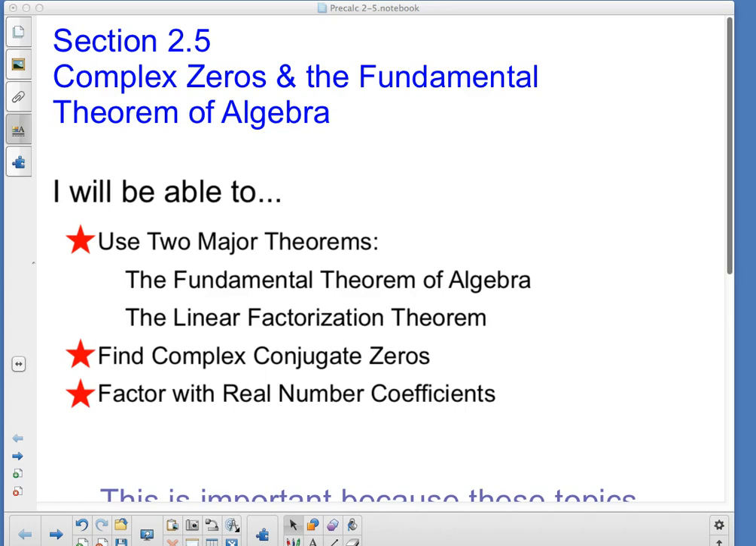I will be able to, after this, use two major theorems, the fundamental theorem of algebra and the linear factorization theorem, find complex conjugate zeros, and factor polynomials with real number coefficients.